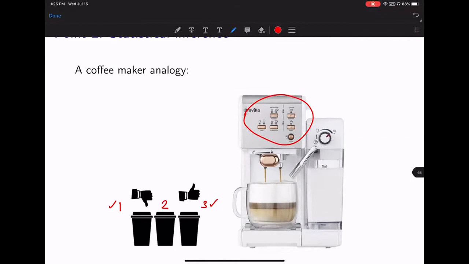And statistical inference is exactly like making a cup of coffee. You have these cups of coffee that your friend makes you, and you want to try to figure out which settings give you the first cup, the second cup, or the third cup. So I hope this is clear. I call this a coffee maker analogy. Okay.